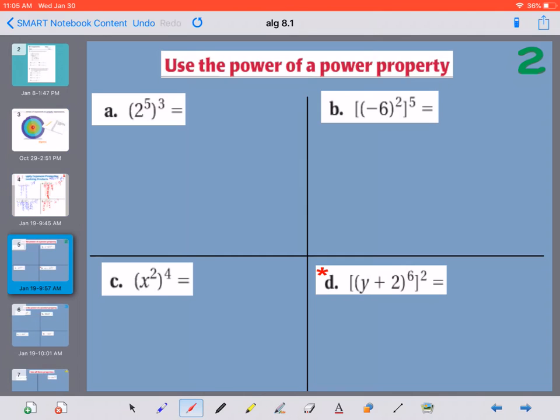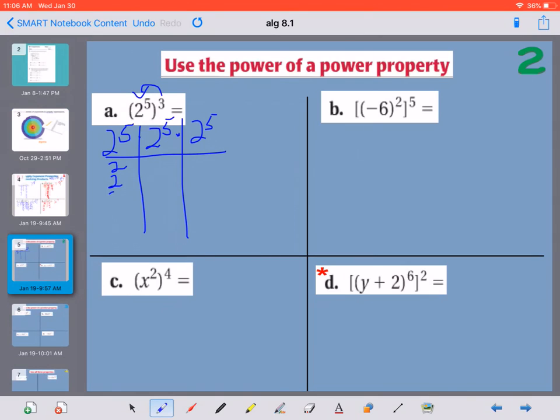Alright, now we are using the power of a power property. So this time we have an exponent on the outside of some parentheses, and in those parentheses we have a number with another exponent. What this is saying is that we have 3 2 to the 5th power. Now we're multiplying these together. So we have 3 of these. Now each of these is saying that we have 5 2's.